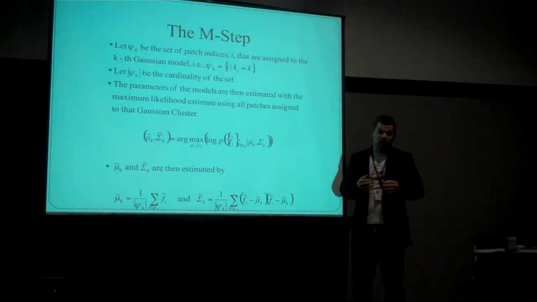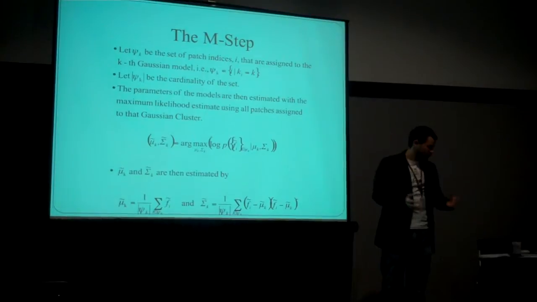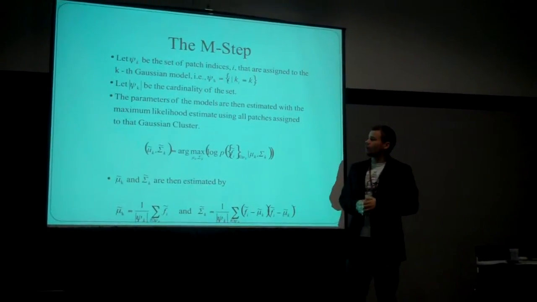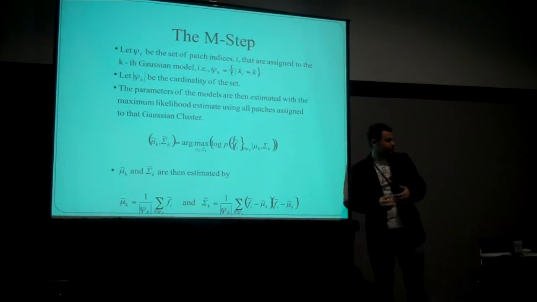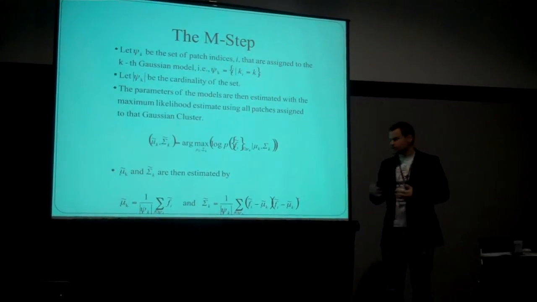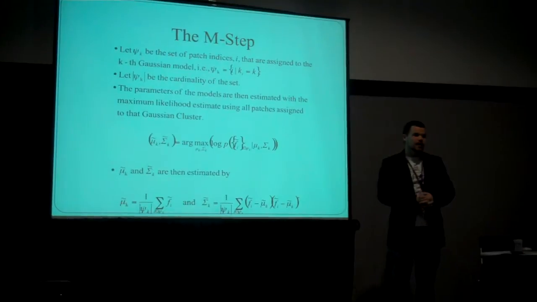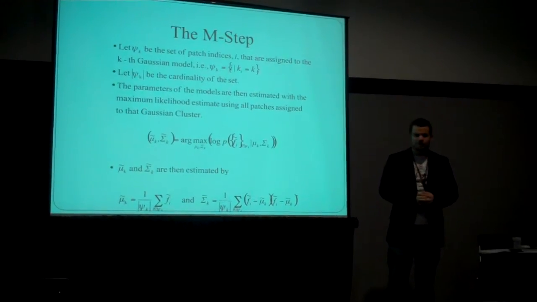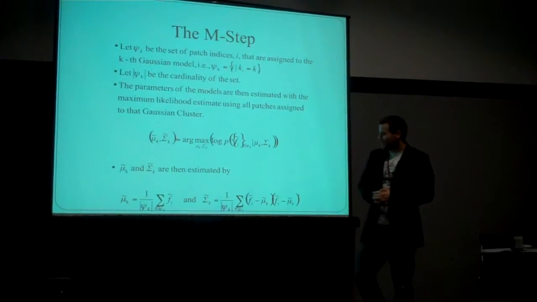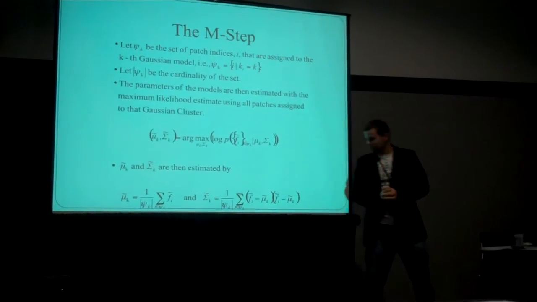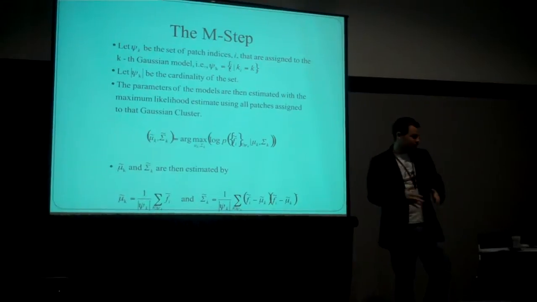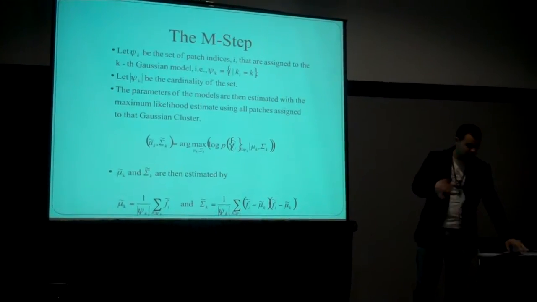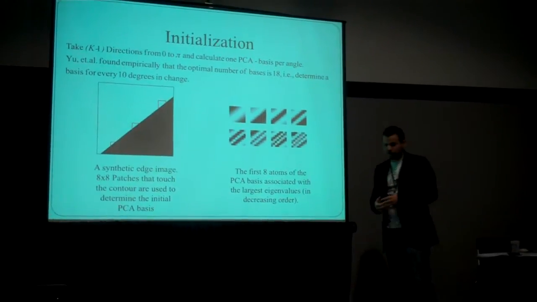So our M step, once we've done the E step for all, say 262,000 patches, is much simpler. To find the mean, you just sum up all the patches and then divide by the number of patches in the cluster. And then the covariance is just the difference between the mean and each patch, summed up again over the number of patches in the cluster. And so we loop through that usually 3 times.